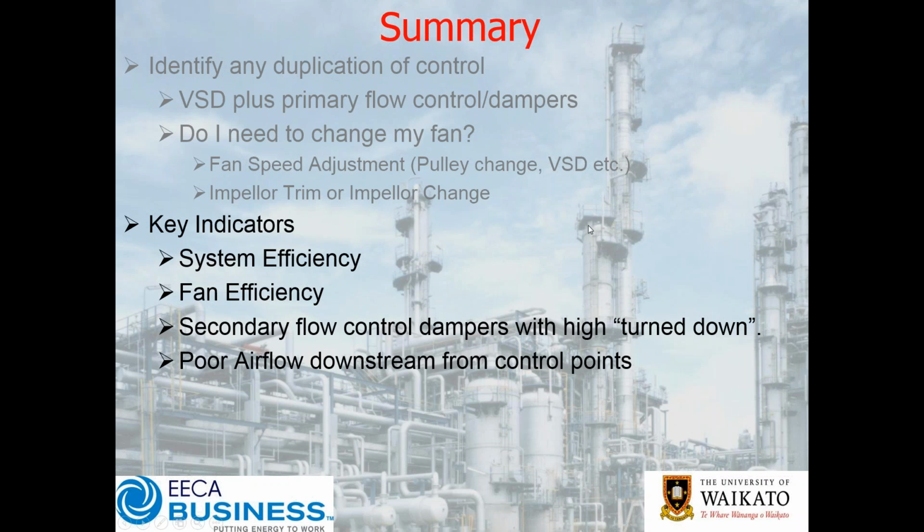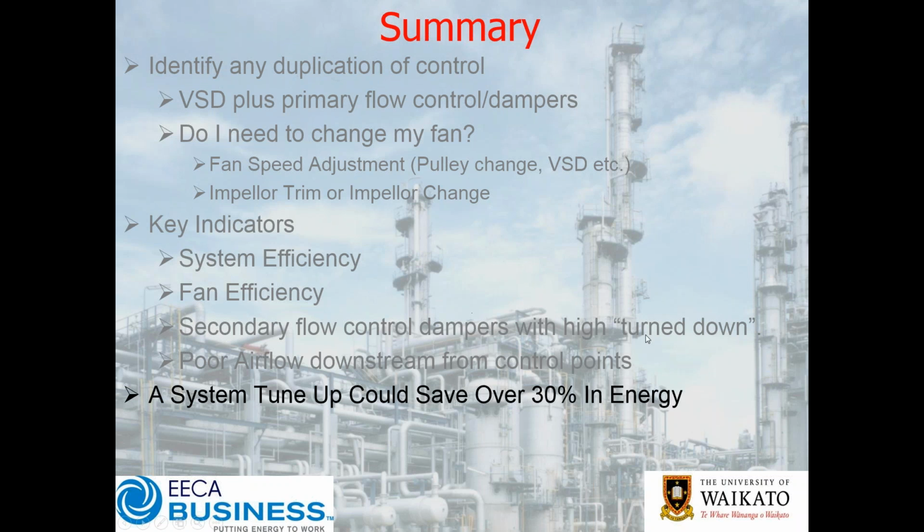The indicators to think about are your system efficiency and your fan efficiency. Have I got secondary flow control dampers with high turn down? Poor airflow downstream from control points is a telltale sign that we perhaps need to look at how we're controlling things to actually improve our process. It's not uncommon for a system tune-up to give you a 30% saving or more.